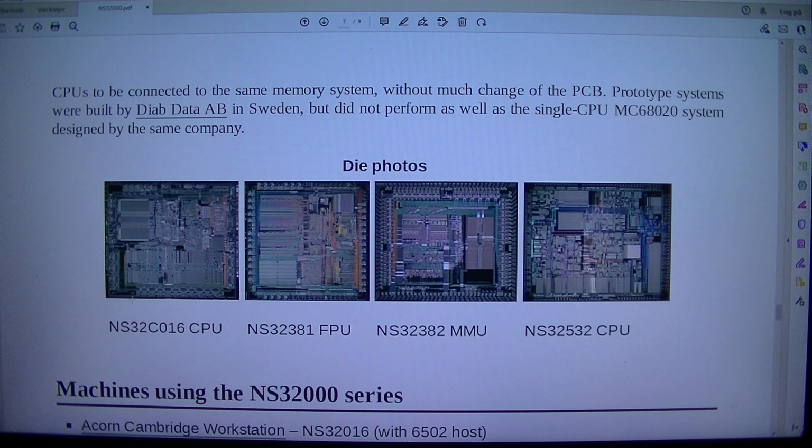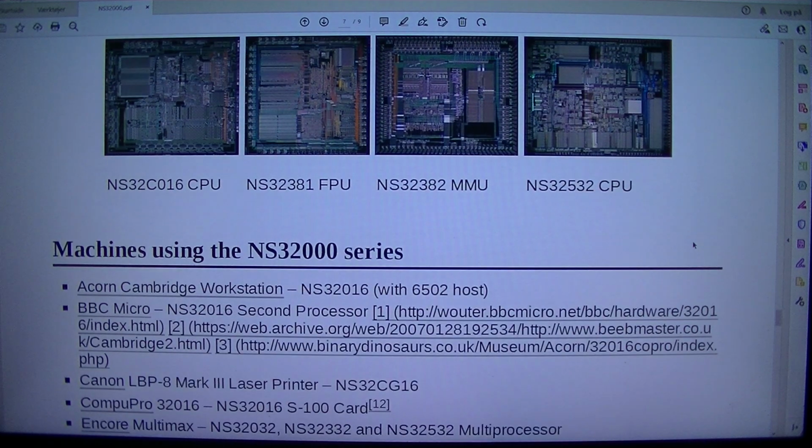Die photos. NS32C016 CPU, NS32381 FPU, NS32382 MMU, NS32532 CPU.